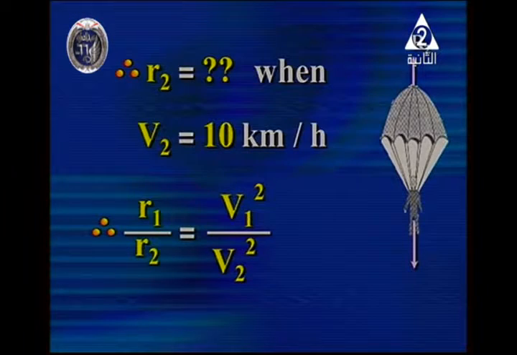Look at, R1 over R2 equals V1 square over V2 square. What is the value of R1? 90. R2 unknown.